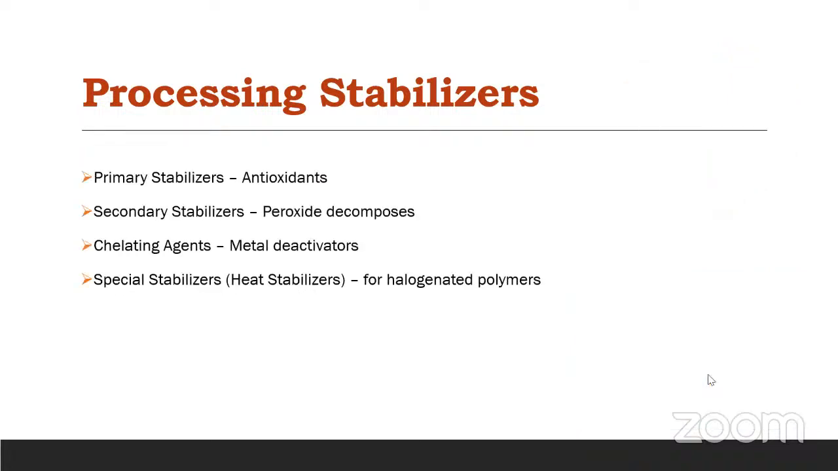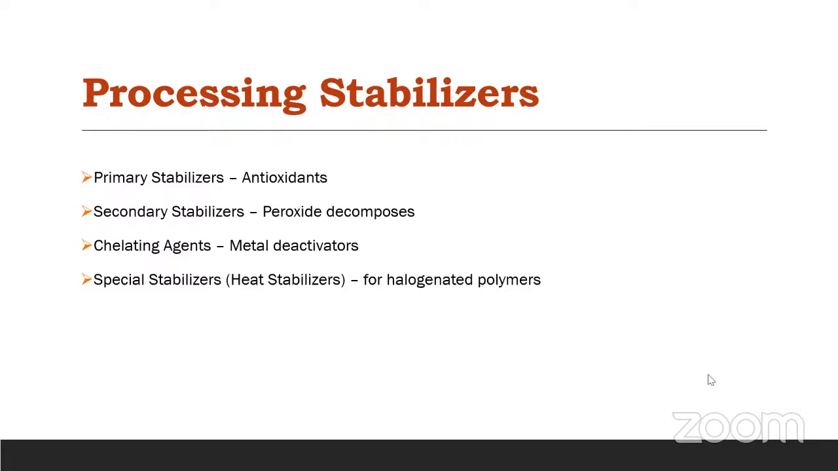So there are different processing stabilizers. First is the primary stabilizers, which we call antioxidants. Then secondary stabilizers, peroxide decomposers. Third is the chelating agents. Fourth is the special stabilizers, which we call heat stabilizers. It is generally for halogenated polymers, as previously I gave you the example of PVC.